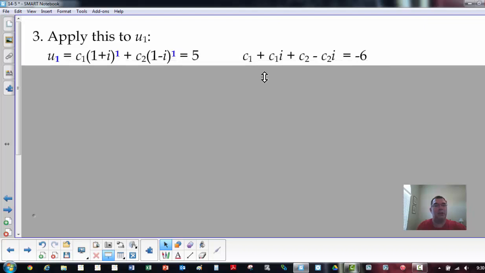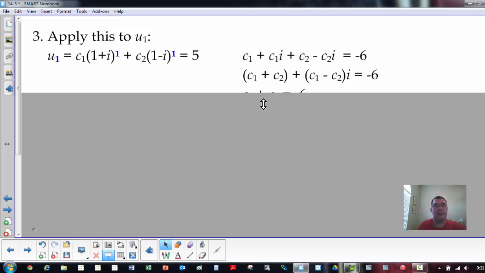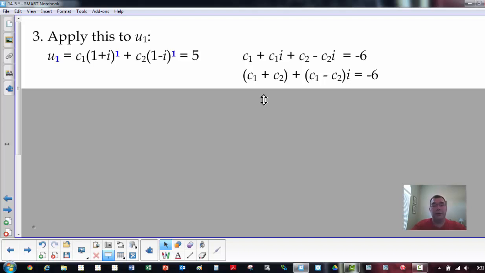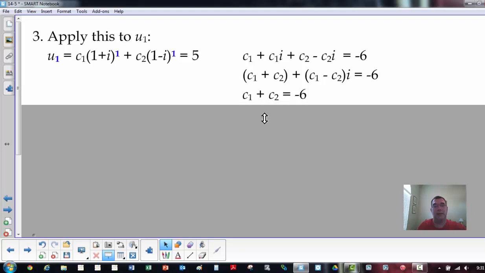So I'm going to apply this to the first term, and what I get is my unknown constant times 1 plus i to the 1 plus my second constant times 1 minus i to the 1 has to equal negative 6. And if I write it nicely and distribute everything, I get what you see on the right. Constant 1 plus constant 1 times i plus constant 2 minus constant 2 times i equals negative 6. And if I group them so that the real stuff is together and the complex stuff is together, I get this equation right here. So the real stuff is c1 plus c2. The imaginary stuff is c1 minus c2 times i, and all of that has to equal negative 6.